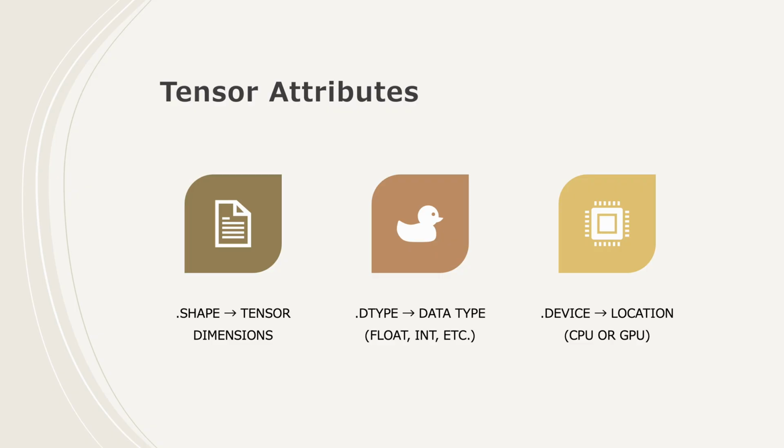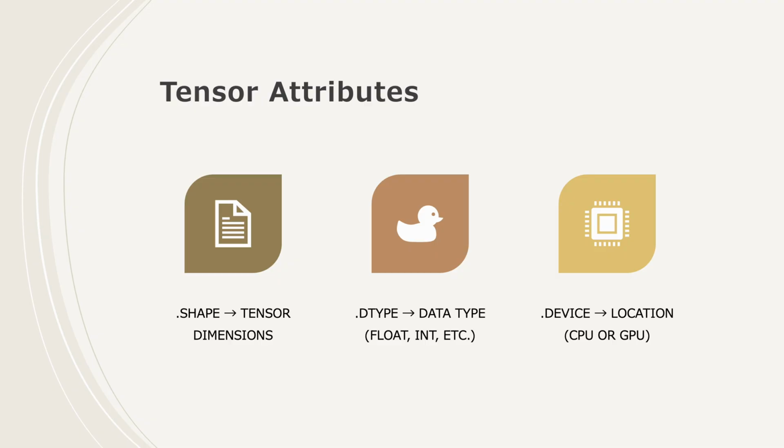Each tensor in PyTorch has a few key attributes that describe what it looks like and how it behaves. The first one is called shape. You can access it using .shape. The shape tells you the dimensions of a tensor, how many elements it has in each direction. For example, if your tensor represents a small image, the shape might show its height, width, and the number of color channels. Knowing the shape helps you understand how data flows through your model.